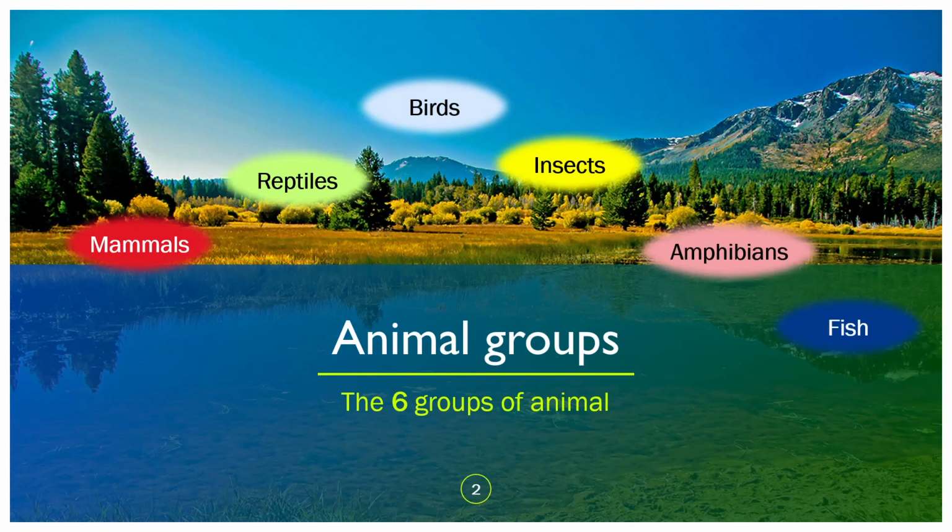Okay, there are 6 groups of animals. The first one is mammals, reptiles, birds, insects, amphibians, and fish. I believe most of you are very familiar with birds and fish, and also maybe insects. But how about amphibians? Let's give one example of an animal for each group.